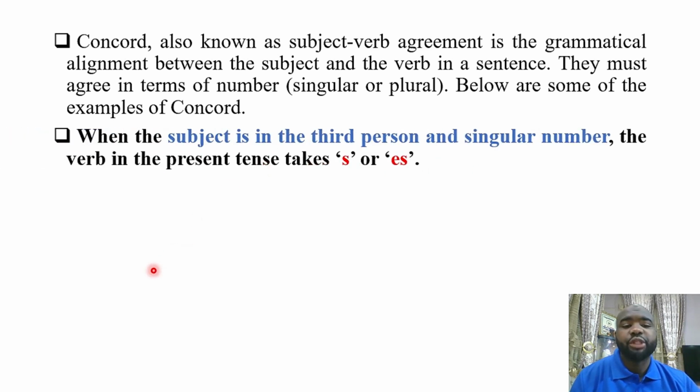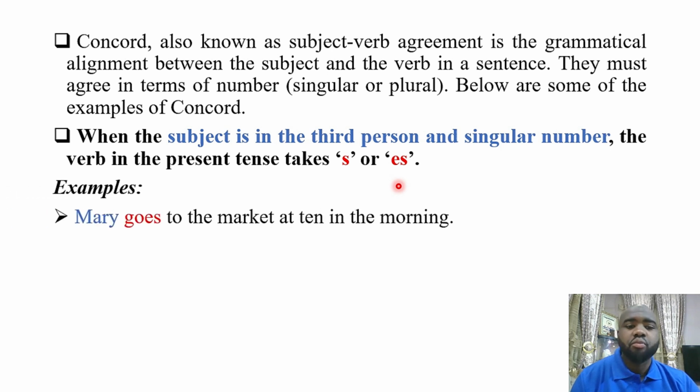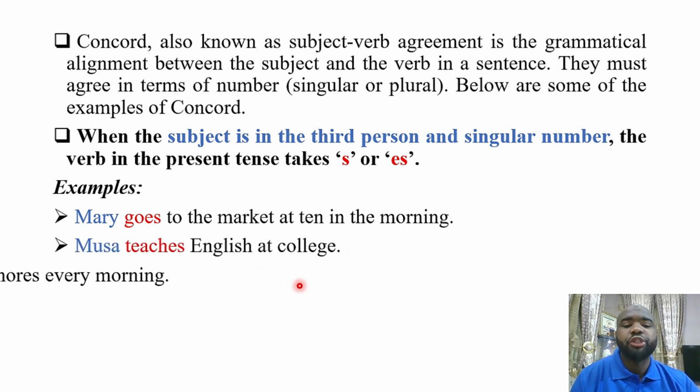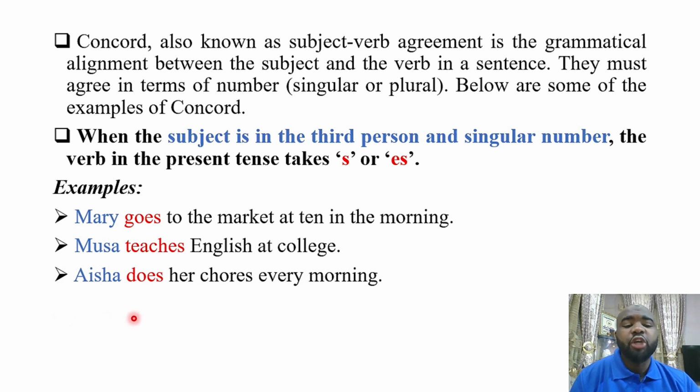So let's have some examples. You see, the first example is when the subject is in the third person and singular number. Third person singular number. Therefore, the verb in the present tense takes s or es. Like for instance, Mary goes to the market at 10 in the morning. Musa teaches English at college. Aisha does her chores every morning.